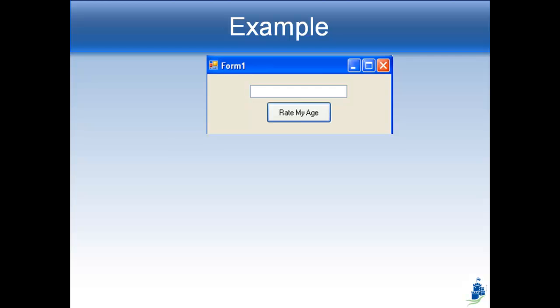Let's say this is a funny program that's supposed to rate your age. You put your age in the text box, and if you're old, it's supposed to make fun of you for being old, and if you're young, it'll say you're young. Okay. So again, we're going to use an if statement with the else and the end if, right? This is how we have the computer make a choice.